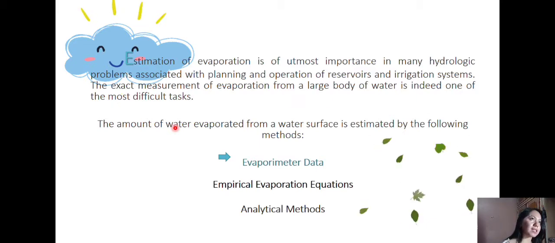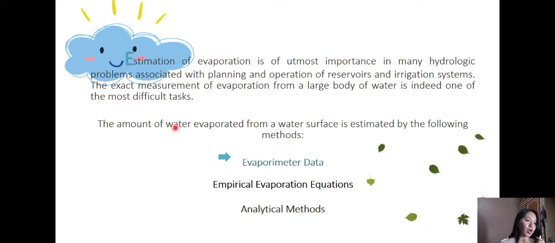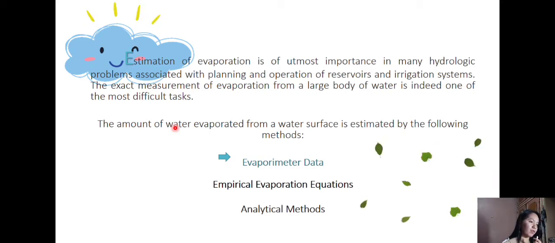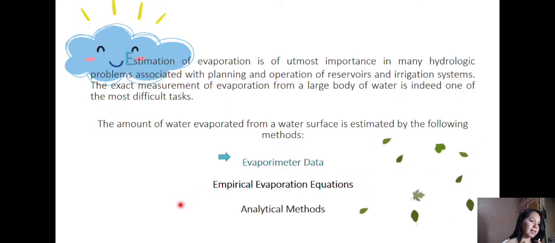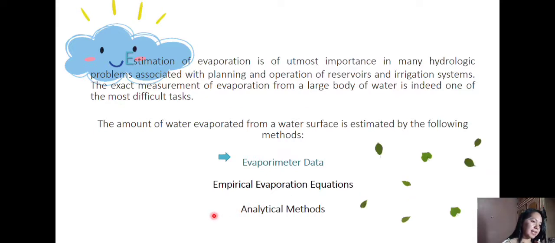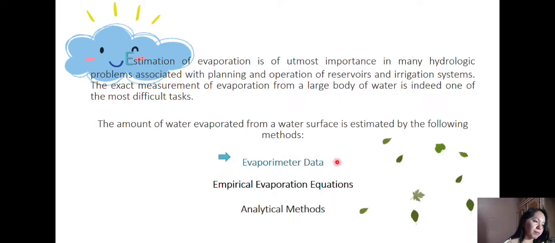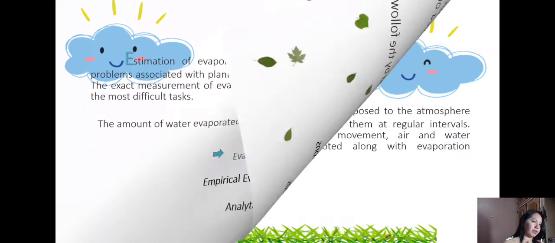So there are three methods of finding the estimated evaporation. First, we have evaporimeter data. Second, empirical evaporation equations, and third, analytical methods. First, we are going to discuss evaporimeter data.